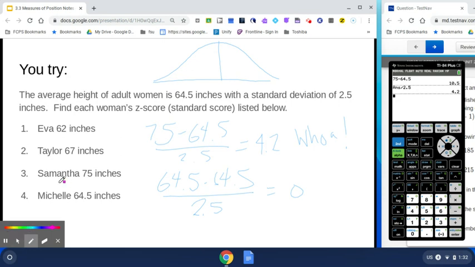Okay, Samantha's z-score came out to 4.2. Whoa, she is over 4 standard deviations above the mean. So she is way out there in that right tail region. She is really tall in comparison to the rest of women. Michelle's z-score is 0, so she is right at the center of the distribution, right at the mean. She has a z-value of 0.